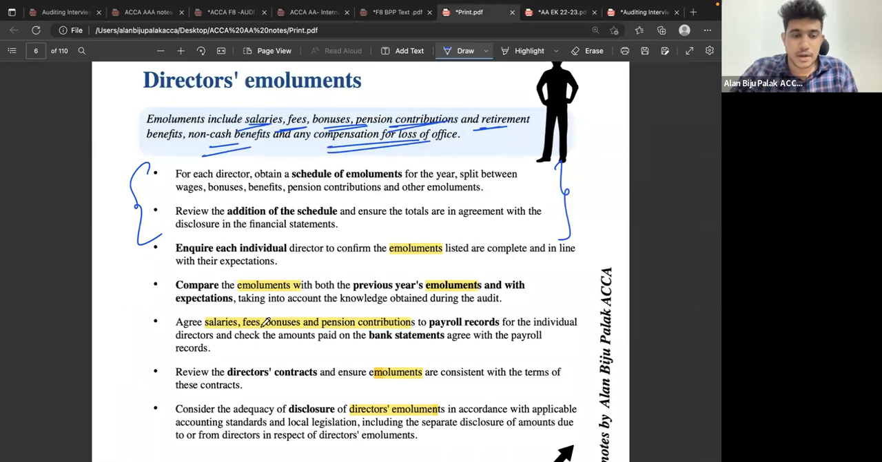Right? Review the director's contract and ensure bonus are consistent with terms of this contract. Clear? Okay. So here also you mention it in accordance with the scenario. Review the Gooseberry company's director's contract and ensure bonus are consistent with the terms of these contracts. Clear, everyone? Yes, sir.